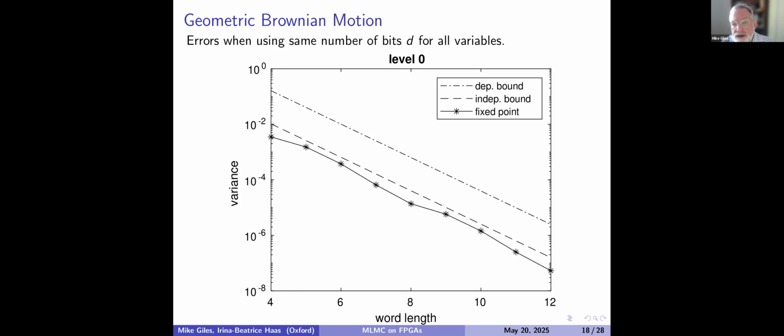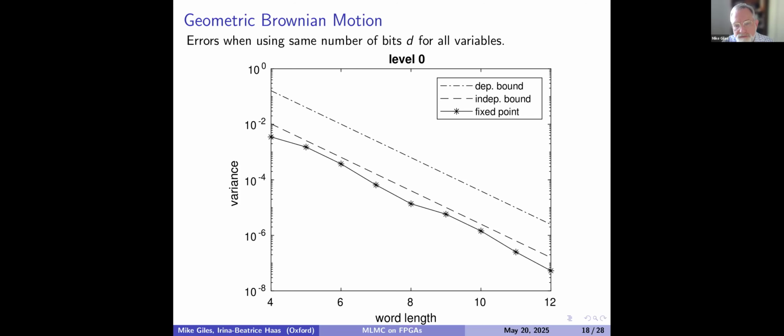The solid line here with the stars on it, that's the actual observed variance, varying as we increase the word length, as we increase the number of bits being used for all of the variables. So in this figure, we're using the same number of bits for all of the variables. And what we're interested to see is which of the two error bounds is more realistic.